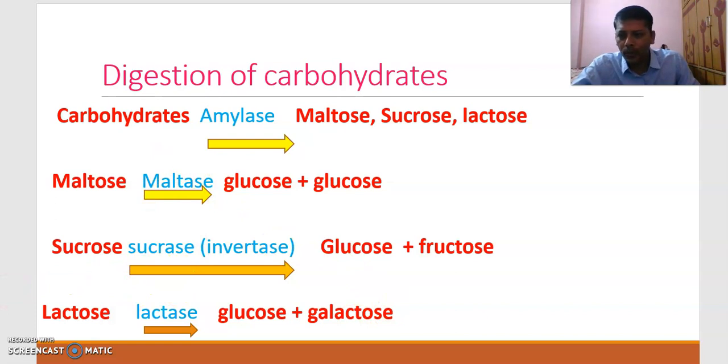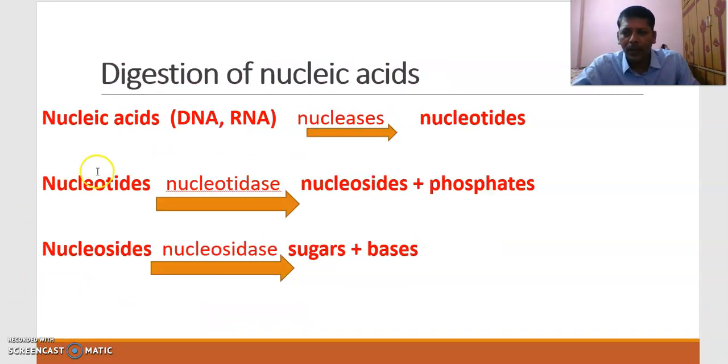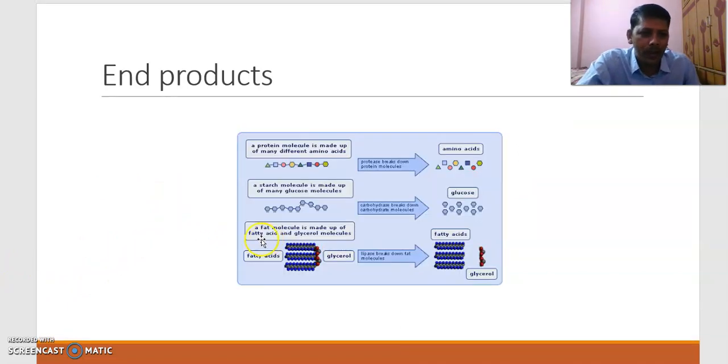Next one is the digestion of nucleic acid. The nucleic acids like DNA, RNA are converted to nucleotides by nucleases. Then nucleotides are converted to nucleoside plus phosphate by nucleotidase, and nucleosides are converted to sugars and bases by nucleosidase. Okay, that's the end of digestion in the small intestine.